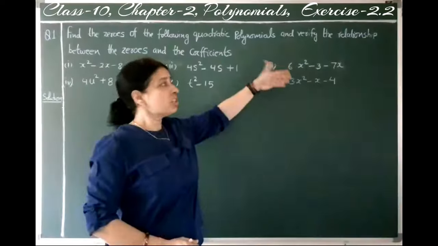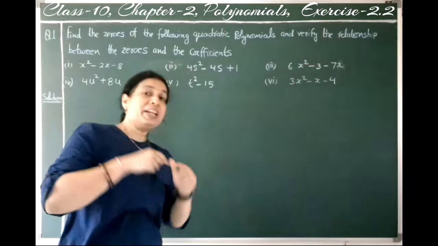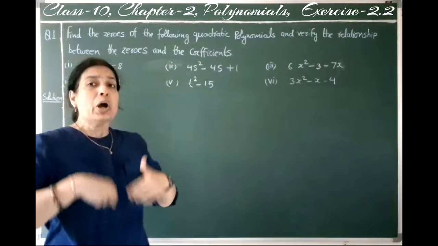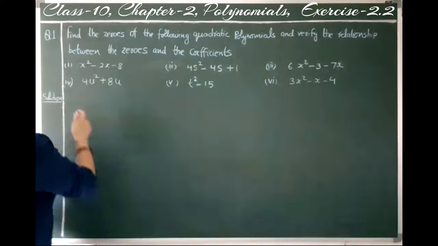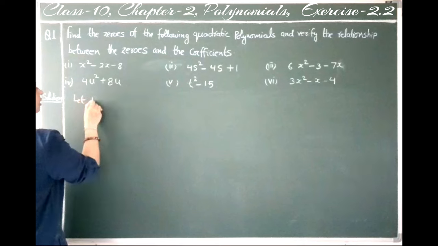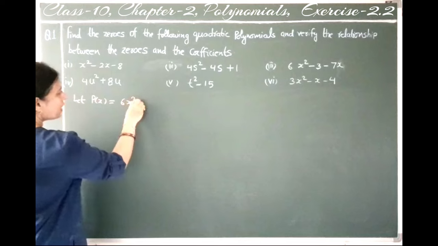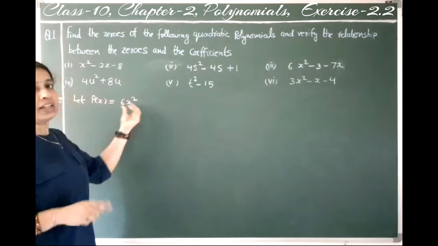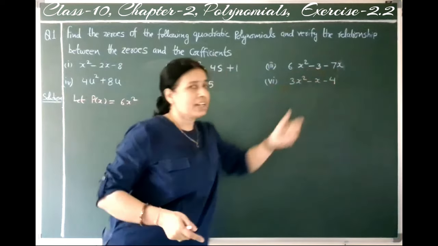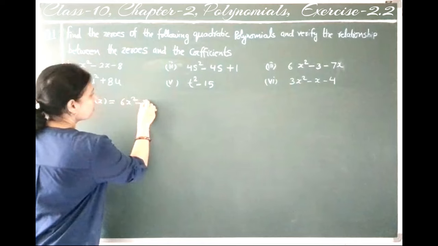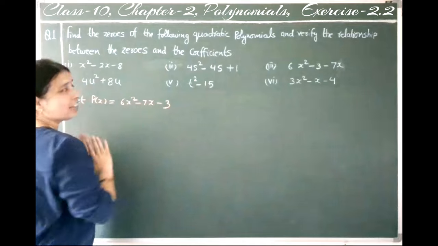And next third one is 6x square minus 3 minus 7x. Here also we have to find out its zeros first, and to find out zeros we have to find out factors. So for this we have to write let px is equal to 6x square. After x square we have to write term of x and it is given here minus 7x. So first write minus 7x. Then write minus 3.